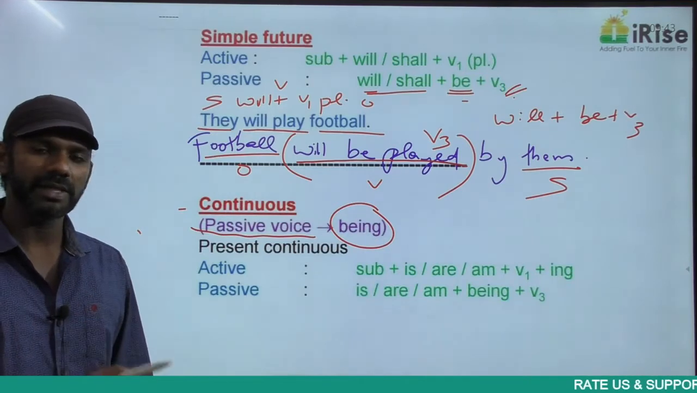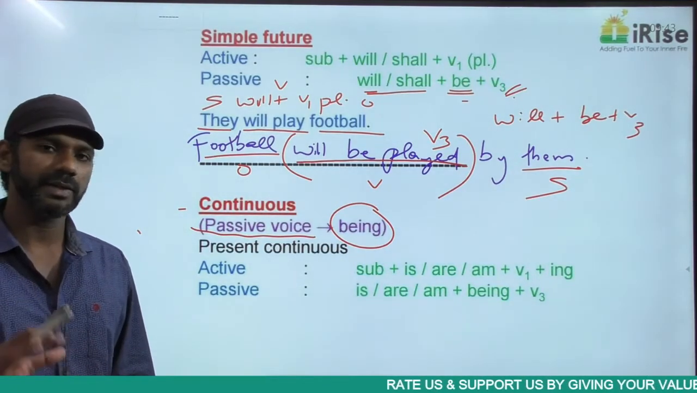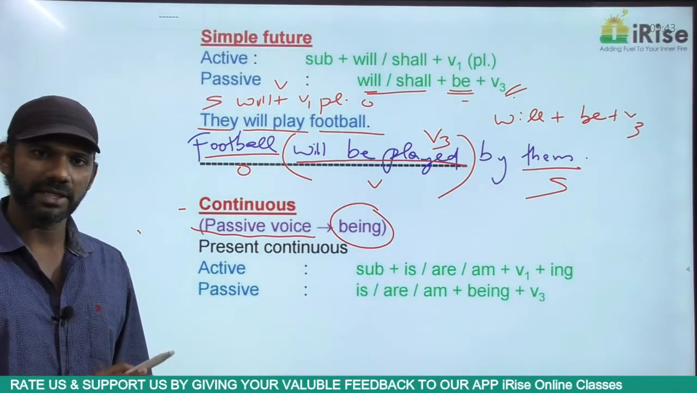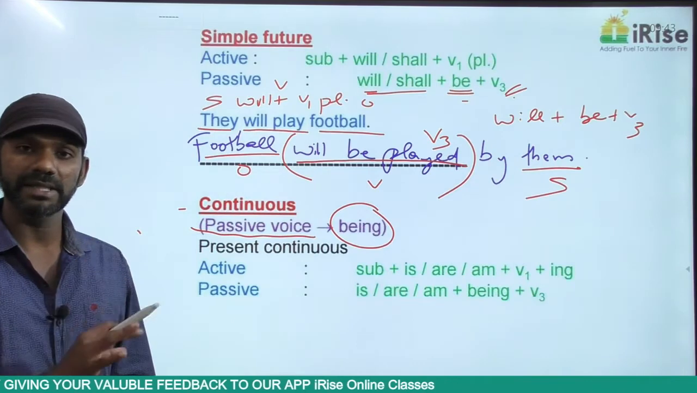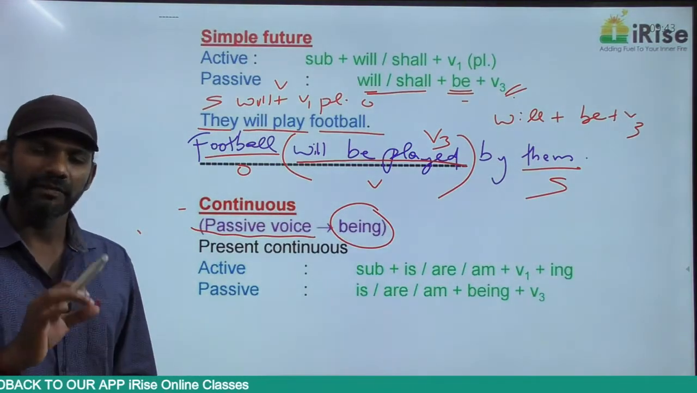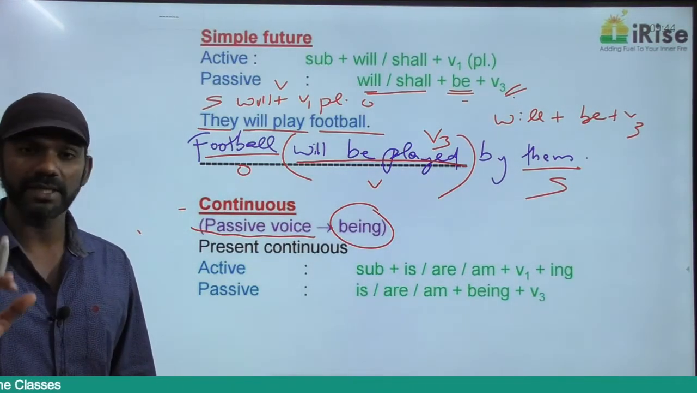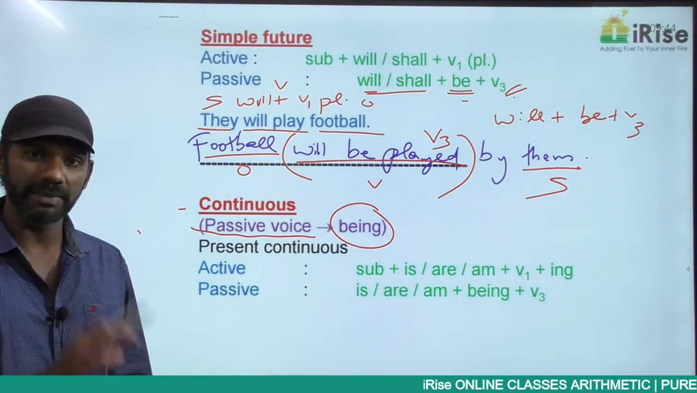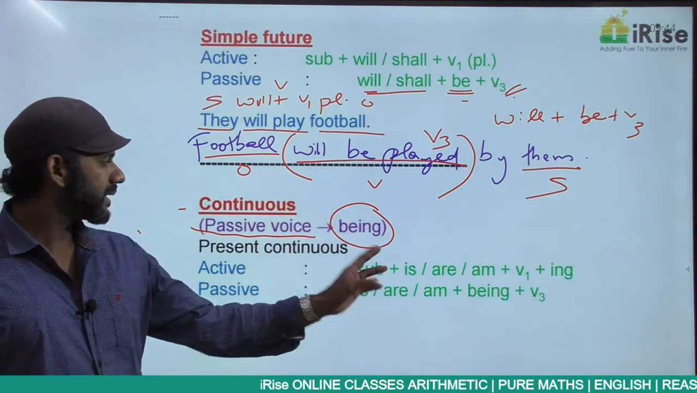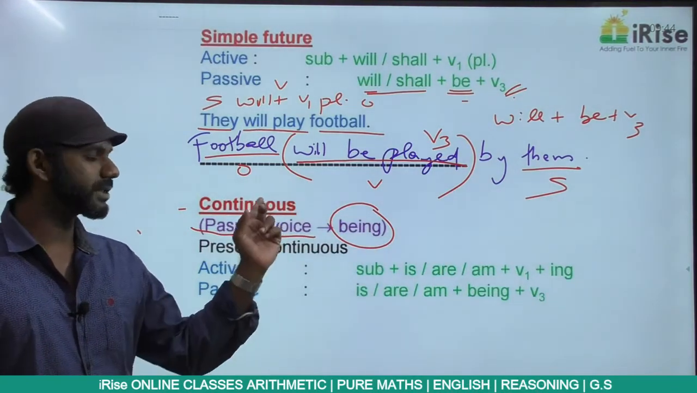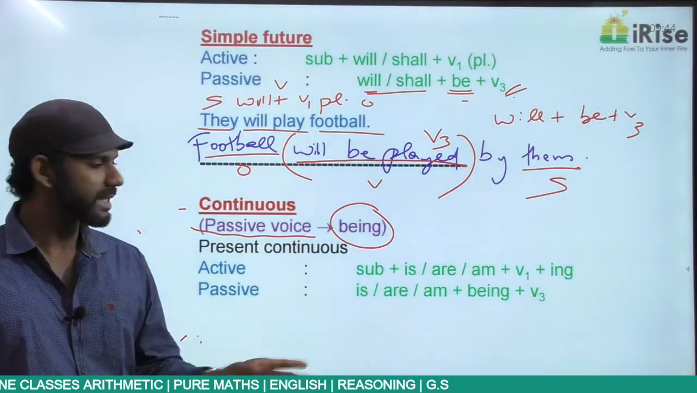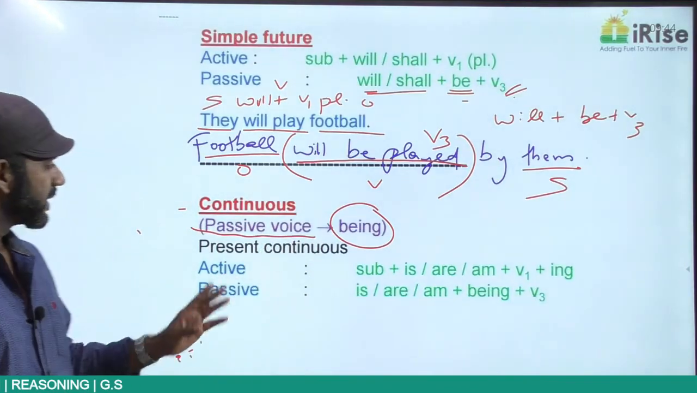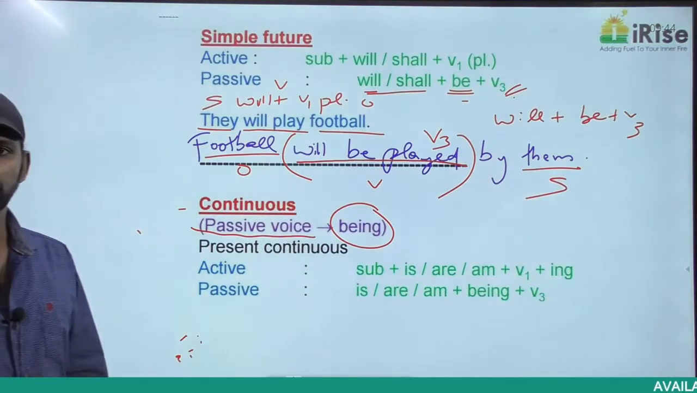If you find any continuous sentence in the passive voice, present continuous or past continuous, being must be there. Check whether being is there. If you don't find being there, without thinking much, eliminate that option. In every continuous tense in the passive voice, being must be there. That means being comes in the passive voice to denote continuous tense. I repeat, being comes in the passive voice to denote continuous tense. Clear?